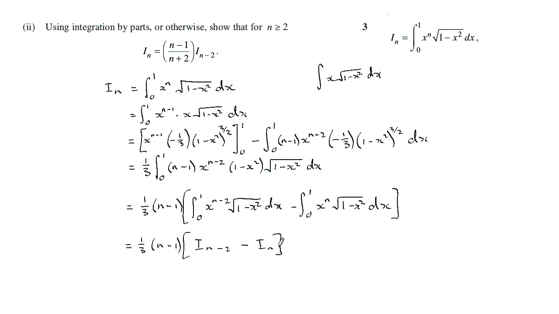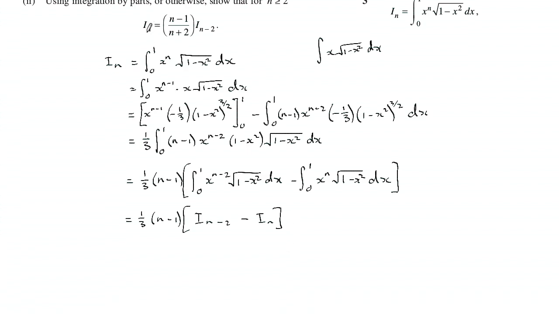Okay, well that's really good. We've now got an equation just involving I n and I n minus 2. We just need to solve that for I n. So we want to bring all the I n's over one side and then factorize and simplify and so on. But what I might do first, because I don't like dealing with fractions, is multiply both sides by 3 to kill that.